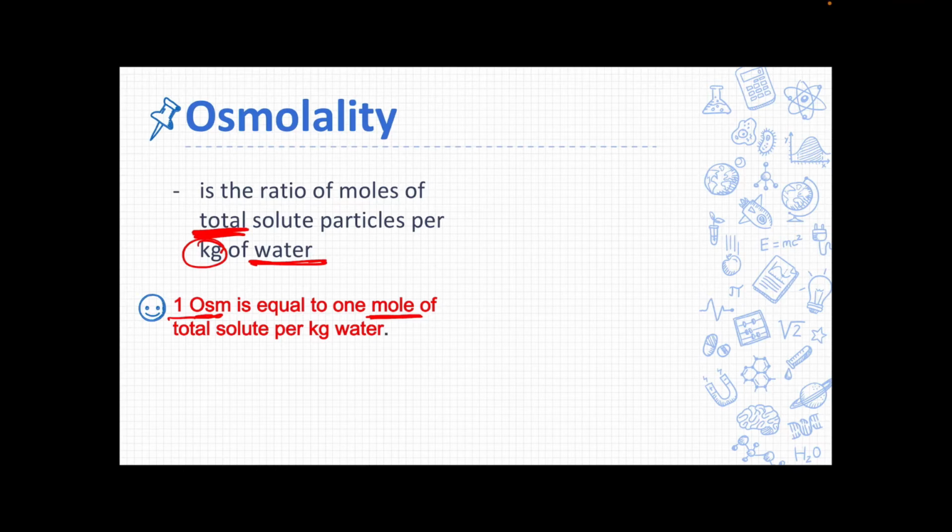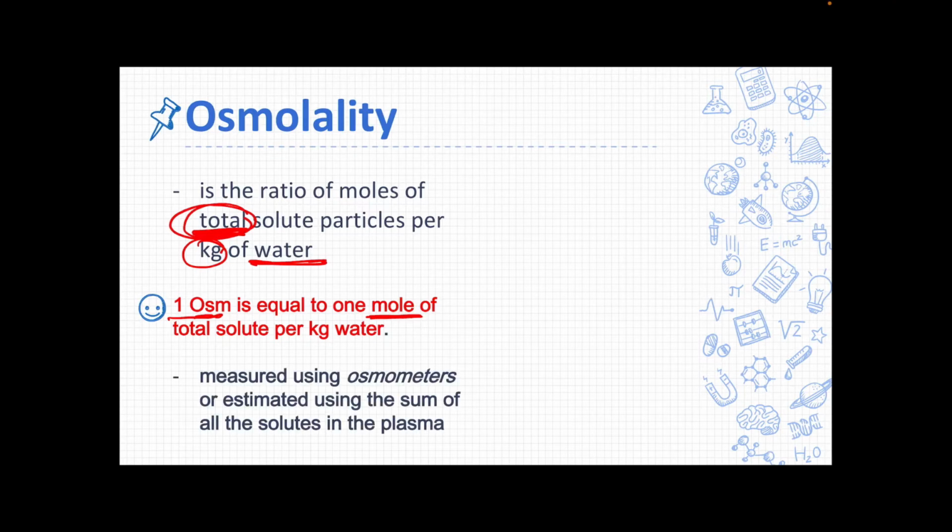However, if the solution contains multiple solutes, for example, the number of moles of each solute must be calculated independently. Then, the total number of solute particles will be determined by adding together the number of moles for each individual solute. So that is a bit tedious when we compute for osmolality, because we have to compute for the concentration of each solute particle dissolved in this solvent, in this case, the water.